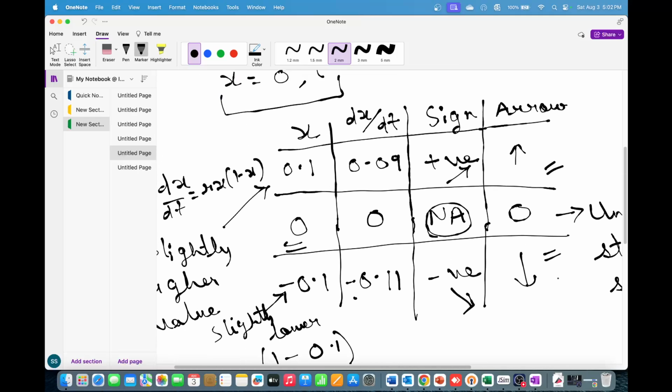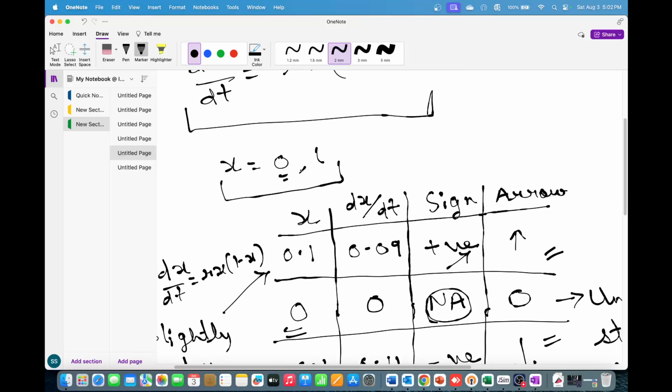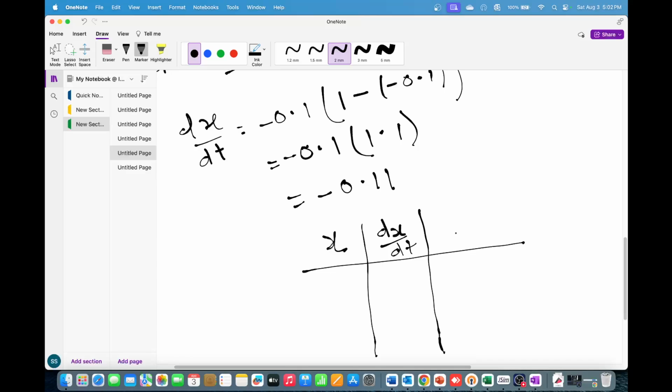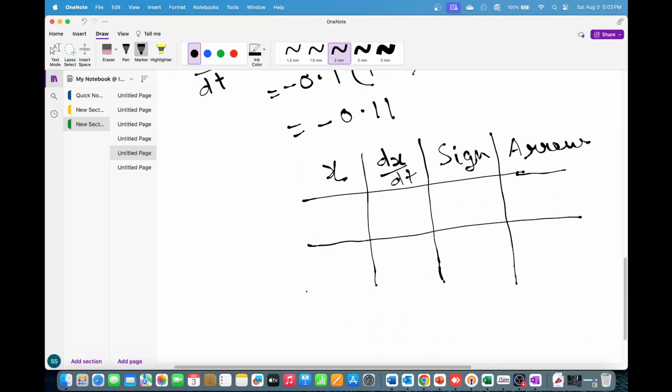Right? Now let's do it for the other one. This we did for x equal to 0. Now let's do it for x equal to 1. So we'll draw the same table here: x, dx dt. Then you check the sign, then you check which direction your arrow is pointing, which direction your slope is. So here also we'll take three values. In the middle will be a steady state. We'll take a value slightly above that steady state, say 1.1, and a value slightly below that steady state, say 0.9.